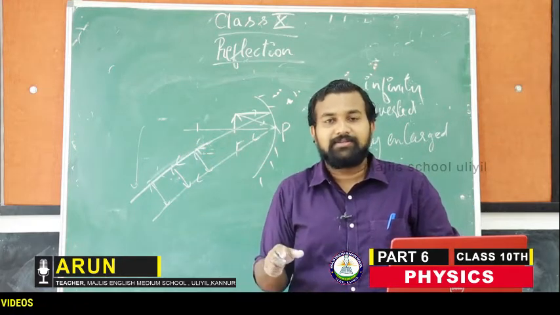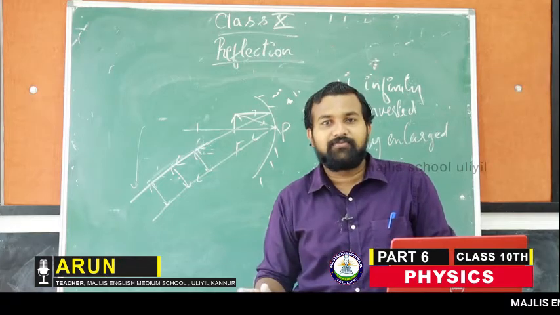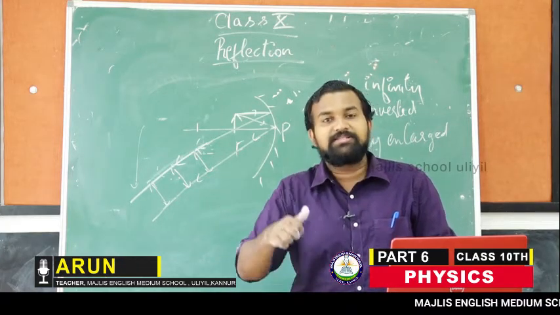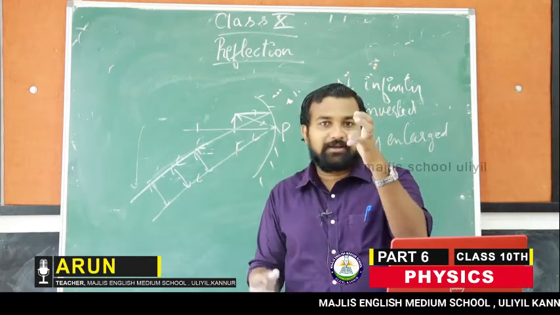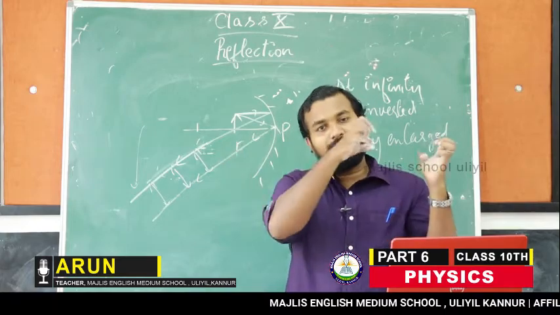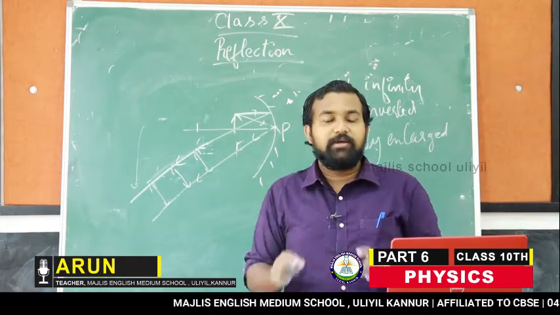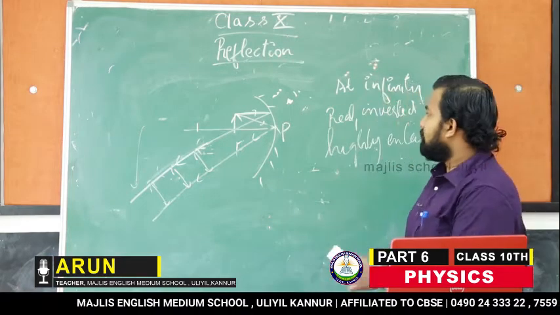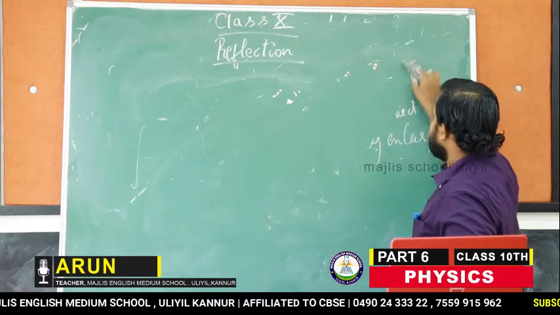And the second case, the object was kept beyond C, the image formed was between C and F. And when the object is kept between C and F, the image is formed beyond C. So it's very easy for you to study. You just connect the position of the object and the position of the image. Draw a table and study it. It will be very easy for you. Okay. So now the last case in concave mirrors.